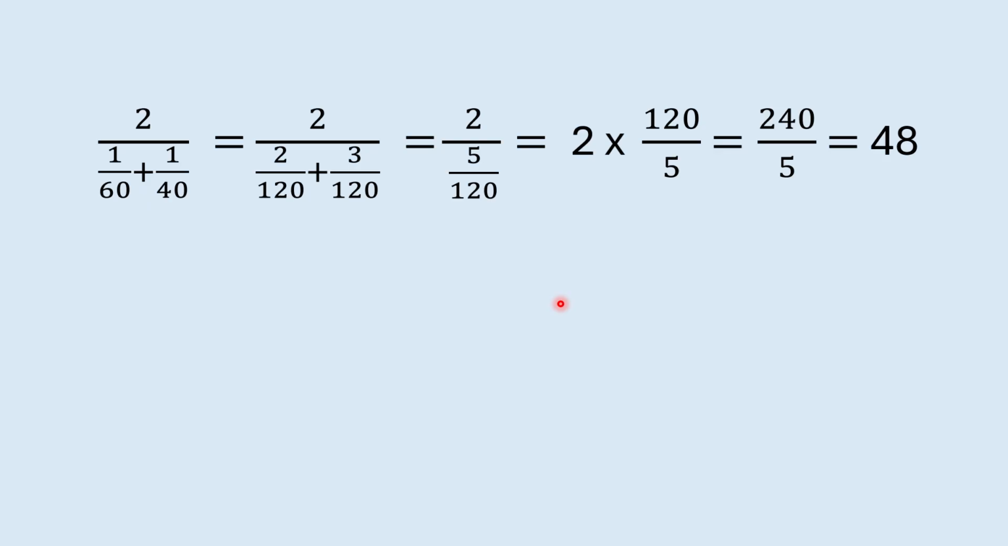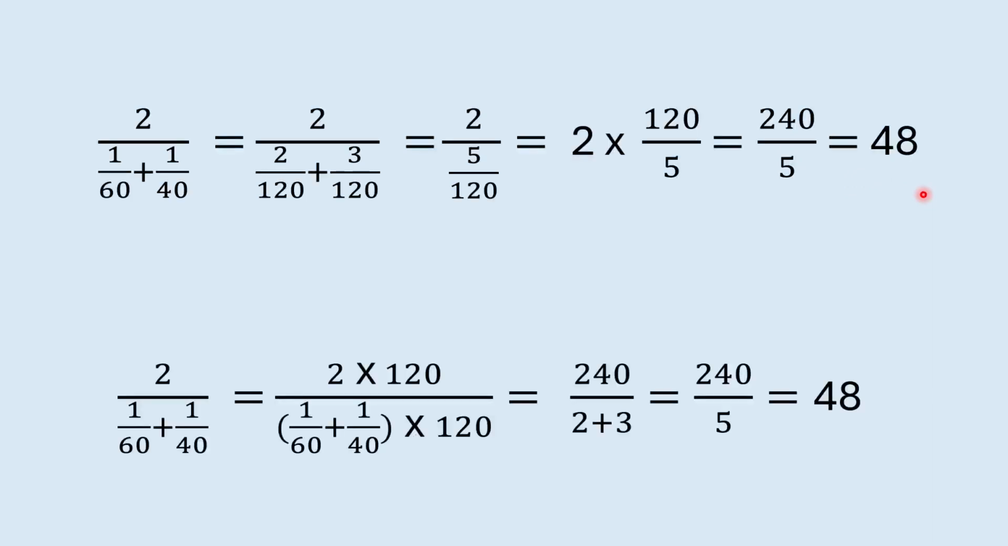If something is divided by a fraction, you can multiply by the flipped fraction, swapping the top and bottom. So here it's just equal to 2 times 120 over 5. And 2 times 120 is equal to 240, divided by 5, which is equal to 48.